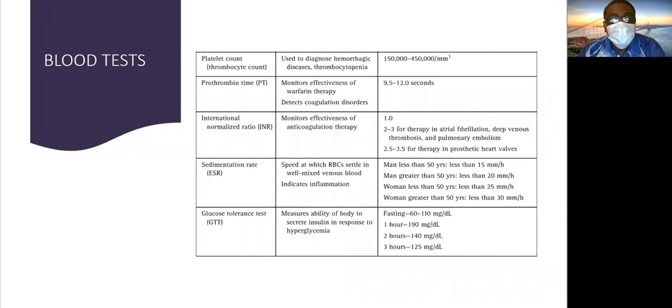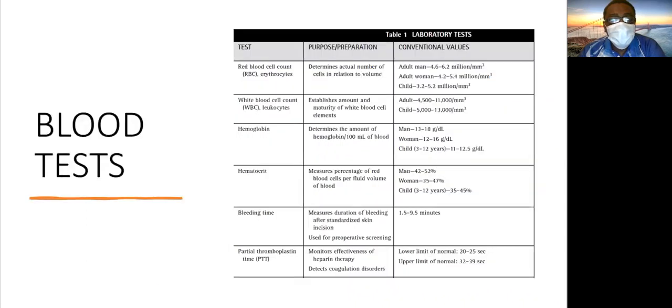Okay, if we look at bleeding time, it measures the duration of bleeding after a standardized skin incision. It is actually used for preoperative screening, and your normal bleeding time should be between 1.5 to 9.5 minutes.